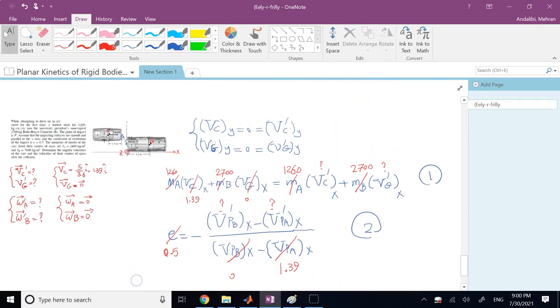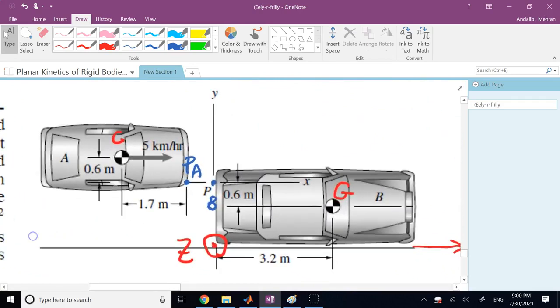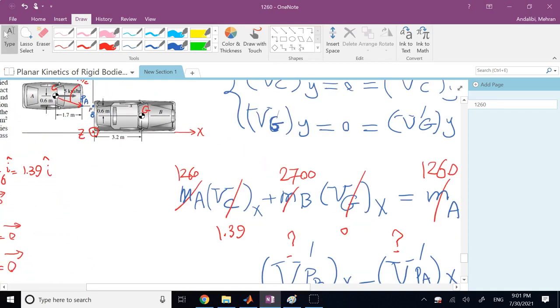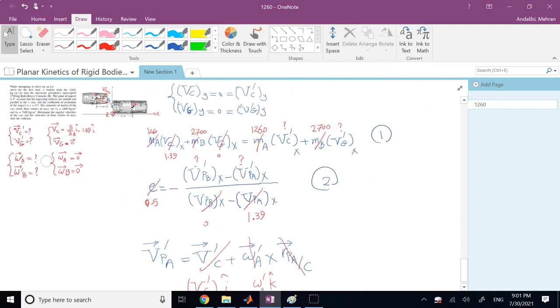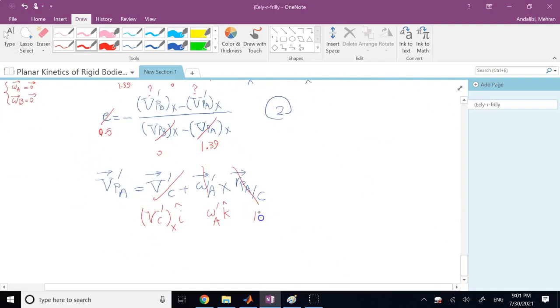And what is R of PA with respect to C? For that, I need to look at this picture. So it is this vector. It connects C to PA, right? This is R of PA with respect to C. What is it? Well, for that, you need to go 1.7 in the I and negative 0.6 in the J, right? So 1.7 I minus 0.6 J.